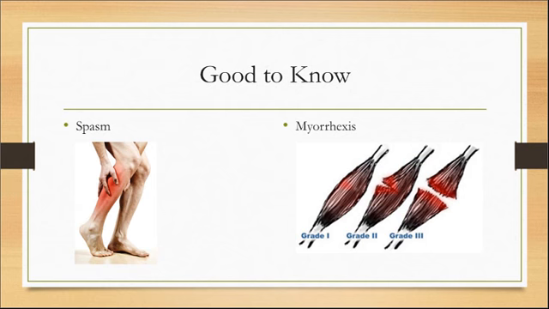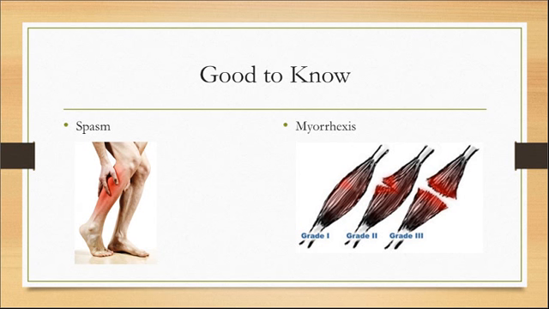Myorrhexis, that is a ruptured muscle, and you can see there's different grades of that. You can have a partial and you can have a complete, so many different types, and the severity of it would lead to the type of treatment that would be necessary.